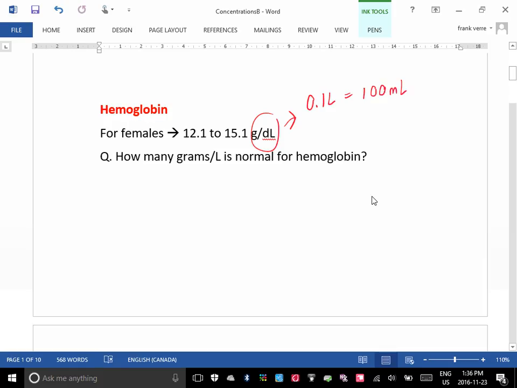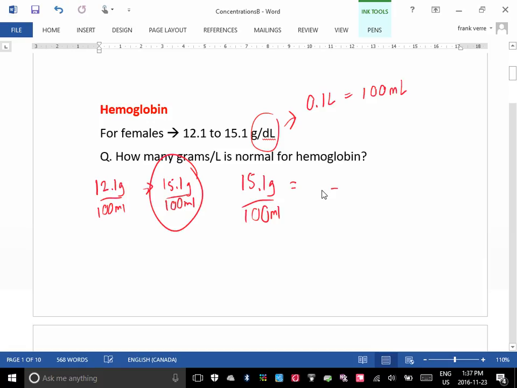What's normal for females is a range between 12.1 to 15.1 grams per deciliter. Now, a deciliter is the same as 0.1 liters, which is the same as 100 milliliters. So if you really think about the previous example, what was it? It was mass over 100 milliliters, right? So it's exactly the same thing. So for a female, the range is 12.1 grams for 100 milliliters, all the way up to 15.1 grams over 100 milliliters, okay? So let's take the upper limit, 15.1 grams per 100 milliliters.